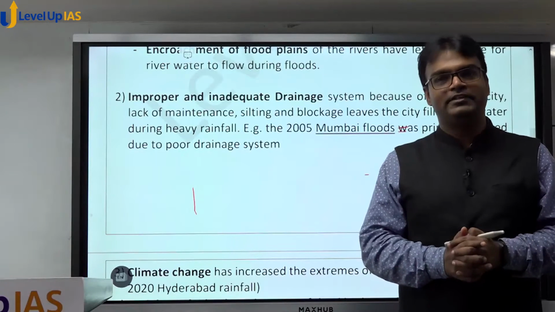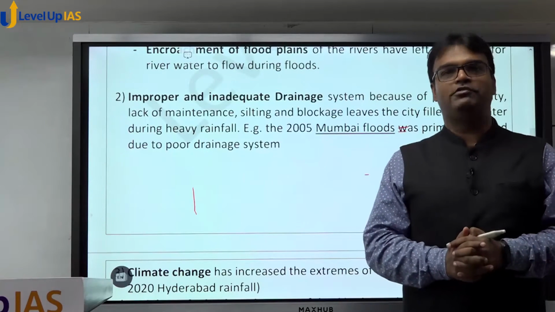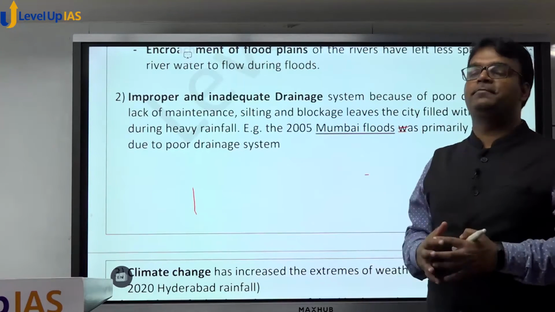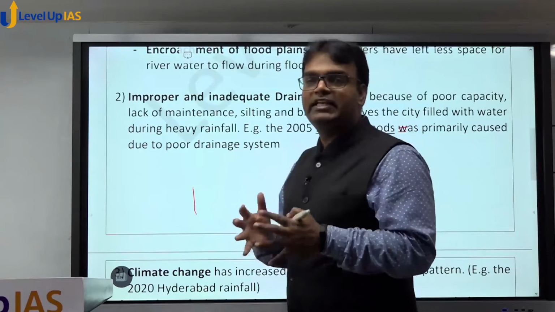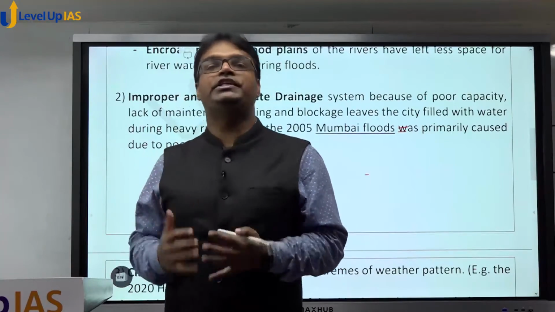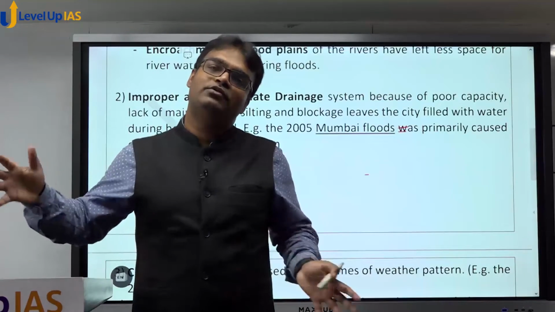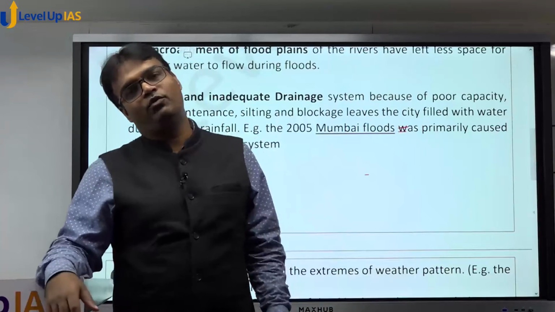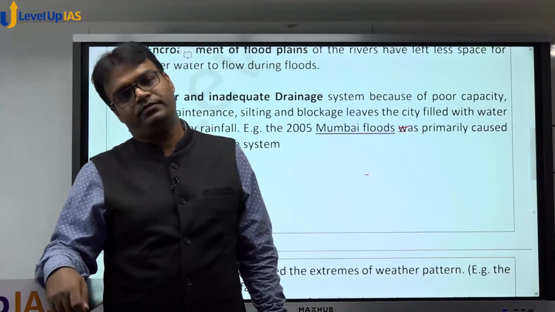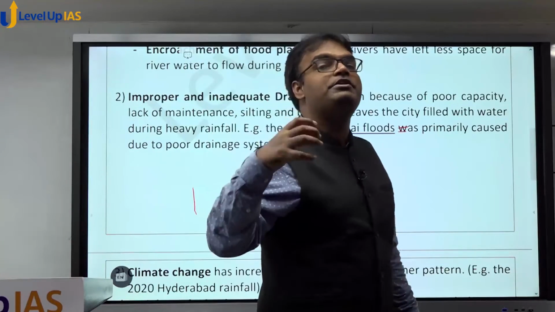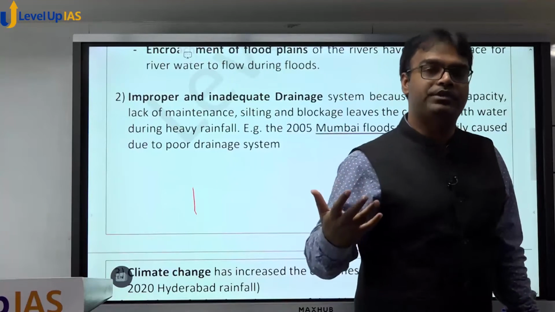Mumbai floods of 2005. One of the major reasons of the 2005 Mumbai flood was this silting, this blockage of the drainage system that had taken place. So when a lot of rainfall took place, the water was not easily able to get washed off. So this is also something that you can discuss under the dimension of unplanned urban development.